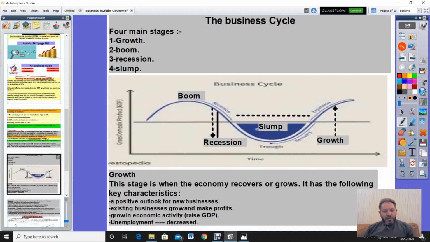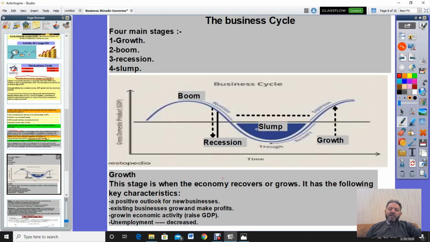Let's go to page 302. I hope you are following me by opening your book, please. We are talking now about the business cycle. What do you mean by business cycle? There are 4 stages of the business cycle. The first one is the growth, as we can see here. The second is the boom. What do you mean by boom? We will see now. And then recession and slump. These are the 4 stages of the business cycle.